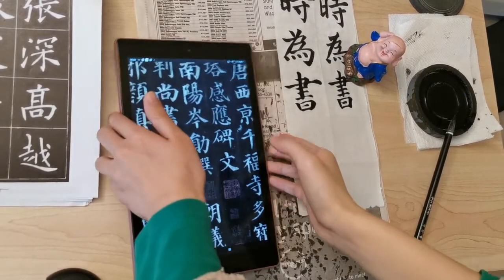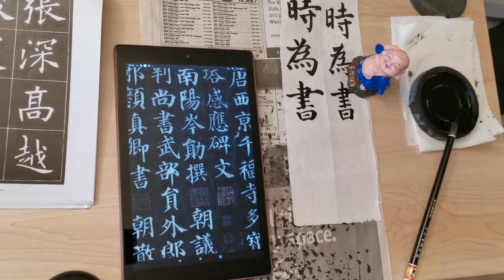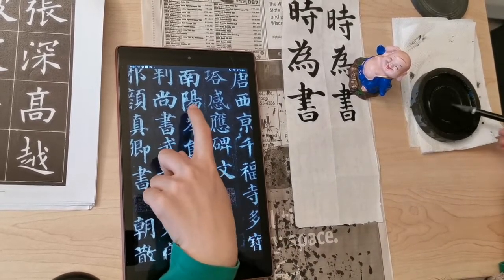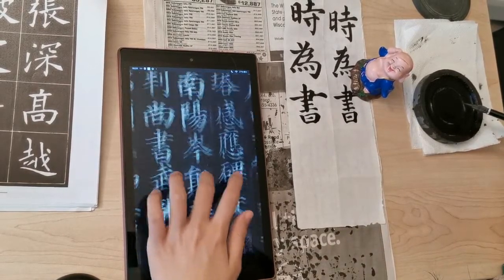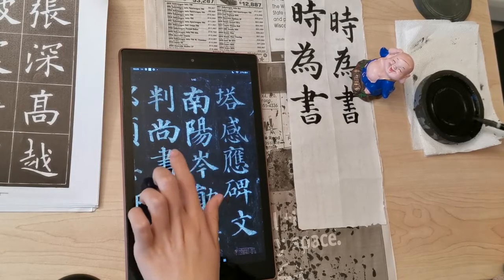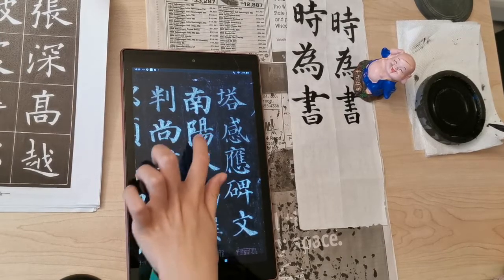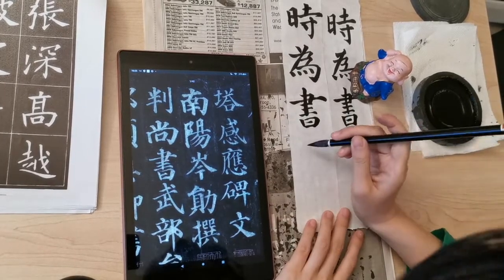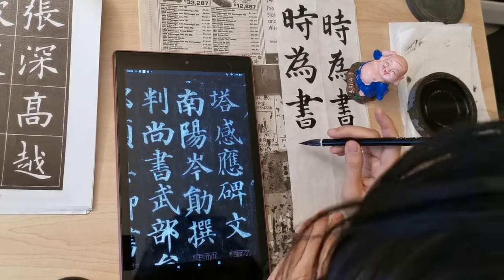Okay, another one is this yang. That means sun, S-U-N, the sun in the sky. And for this one, Yan's version, as you can see, the left-hand side is strong, and also the right lower part is also strong, like big. So let's do this.